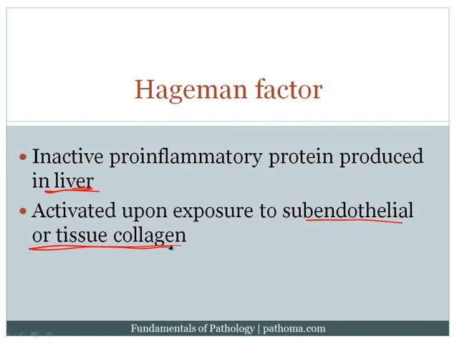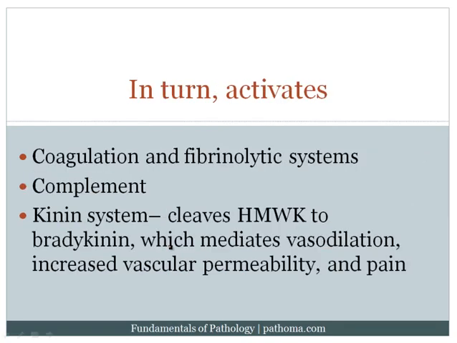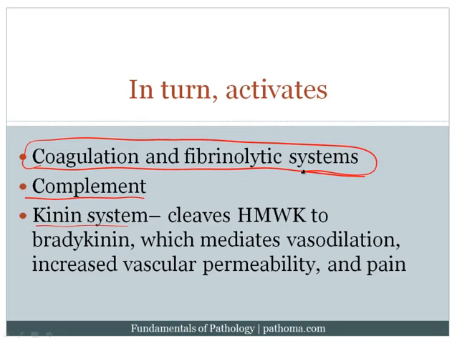And the reason it plays an important role in DIC is because Hageman factor, in turn, activates the following systems. It activates coagulation and the fibrinolytic system, allowing for the development of DIC. It also activates complement and the kinin system. But this activation of the coagulation and fibrinolytic systems is relatively high yield. Again, you want to tie that into one mechanism by which DIC can occur. And again, the other things that Hageman factor does, it activates complement, which helps to mediate acute inflammation, and then activates something called the kinin system.